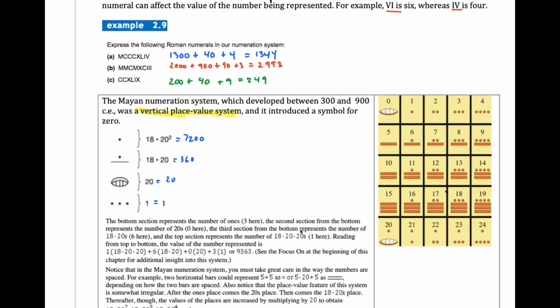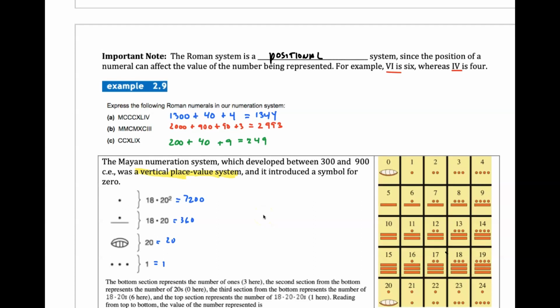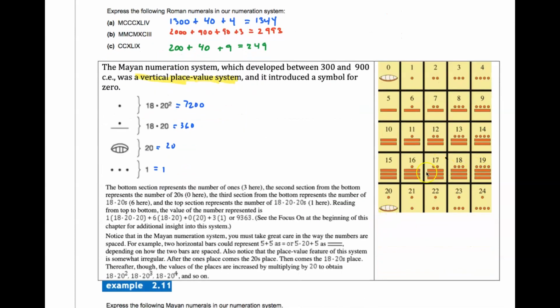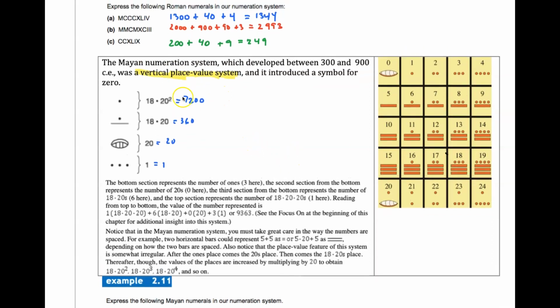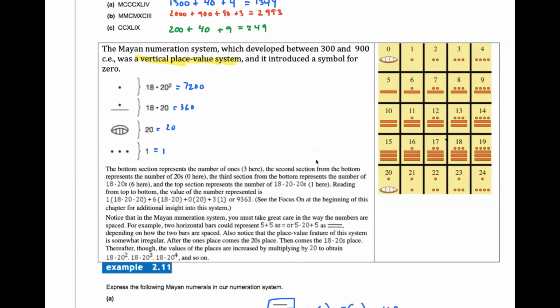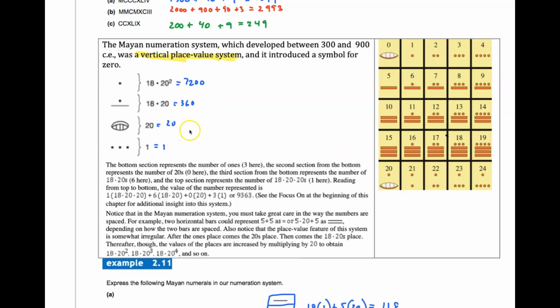Let's continue on with numeration systems. This time we're going to look at Mayan numerals. These have an interesting design here, and it's unique in its vertical place value system. So the location of the symbols gives you a place value.